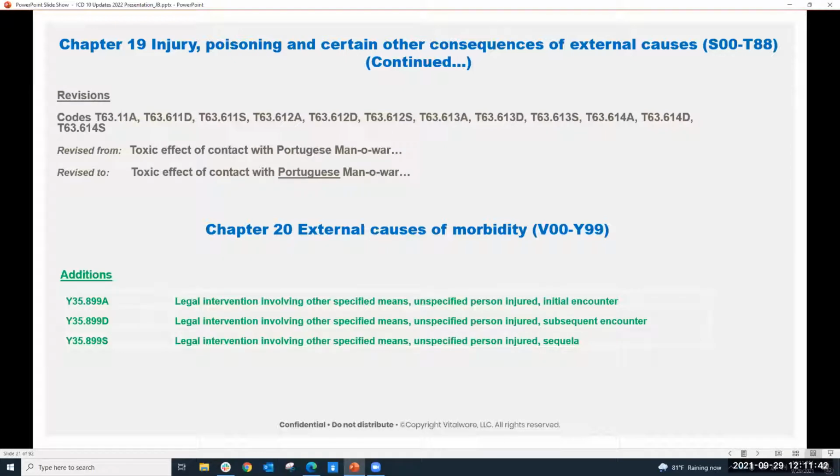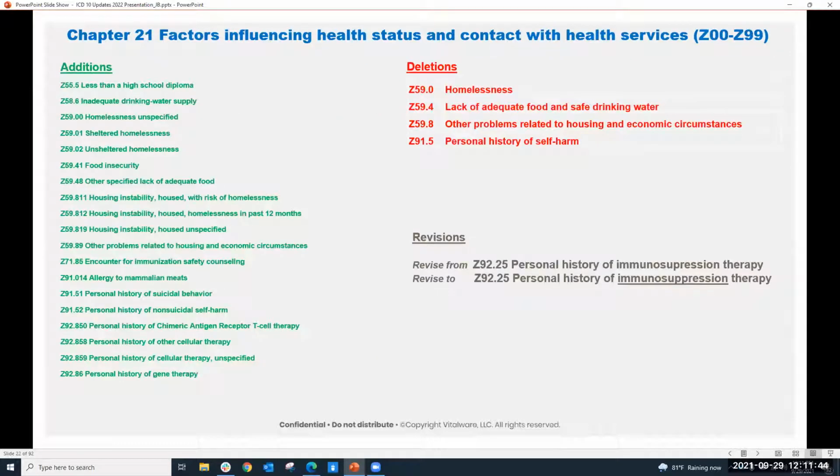Chapter 20, we have 3 new additions. Chapter 21, on the deletions, on Z59.0, homelessness, this has been expanded in the additions. Z59.4, lack of adequate food and safe drinking water. This has actually been reworded to food insecurity, and it's also been expanded.